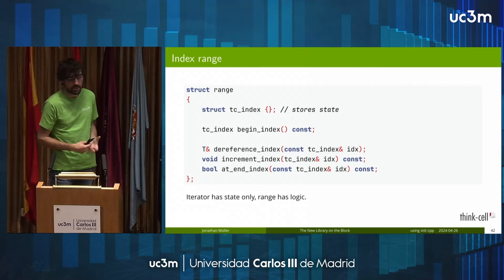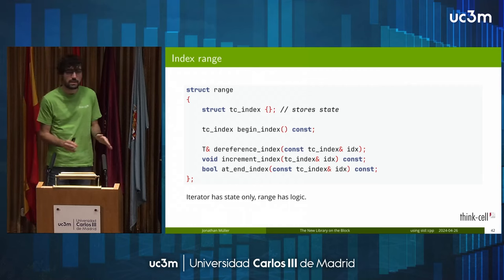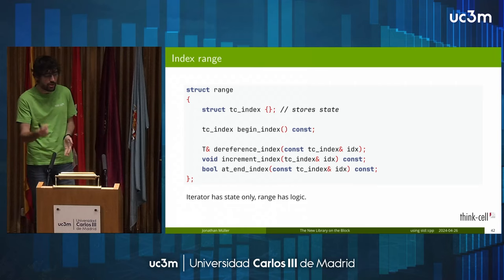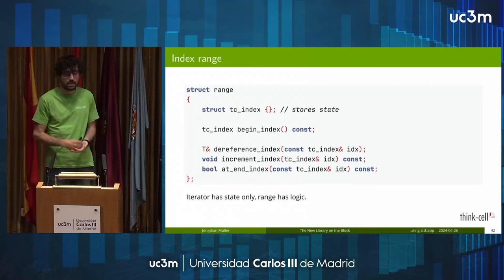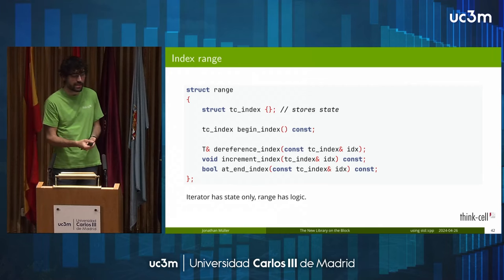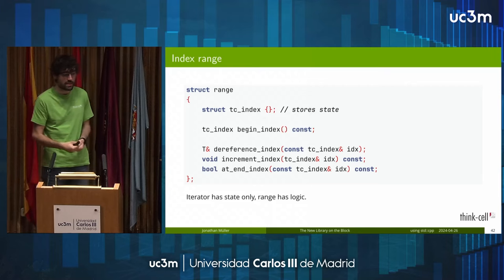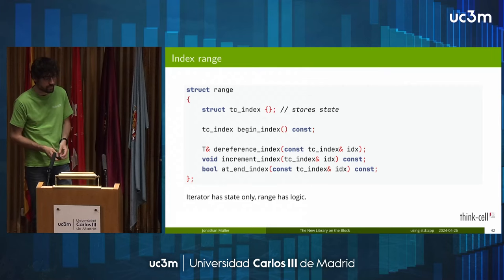We use index ranges a lot. With index ranges, we've got this index type. And this only stores state. It doesn't have any of the logic. The logic is instead in the range object. So you can ask the range for the begin index, just like you can ask an iterator range for begin, but you also need to ask the range to dereference an index, or to increment an index, or to check whether they're at the end.